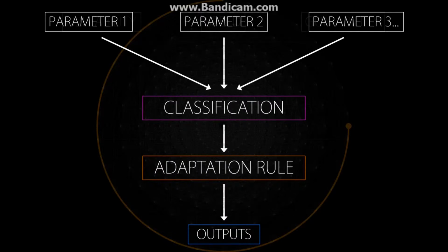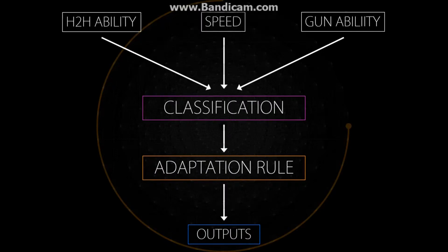Let's look at a simple example. Suppose we have three parameters. The first measures if the player is good at hand-to-hand weaponry. The second measures if the player is fast. And the third measures if the player is good with guns. Each parameter is scaled between 0 and 100, with 0 being unskilled and 100 being highly skilled.